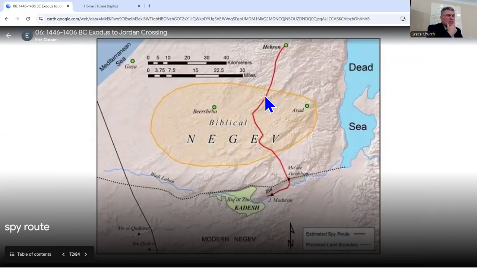So David Rohl, Egyptologist, makes this observation about verse 22. Numbers 13:22: when they'd gone up into the Negev, they came to Hebron, right up there, where Ahiman, Sheshai, and Talmai, the descendants of Anak, were. Hebron was built 7 years before Zoan in Egypt. So the Anakim, as described there, ruled in the region of the Negev as far as Hebron.